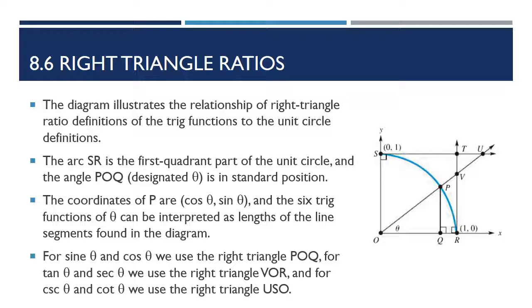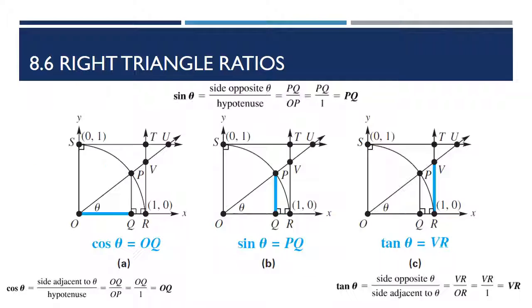For tangent and secant, we use VOR. It's a little bigger triangle. It's similar to POQ. For cosecant and cotangent, we use USO. Now, you may be wondering, why are we going to use angle U? Well, angle U and angle theta are alternate interior angles. The line ST and OR are parallel. So those are 2 alternate interior angles, which means they're equal. So any measurement we find for angle U is going to be the same as the measurement for angle theta. So we can use that triangle.